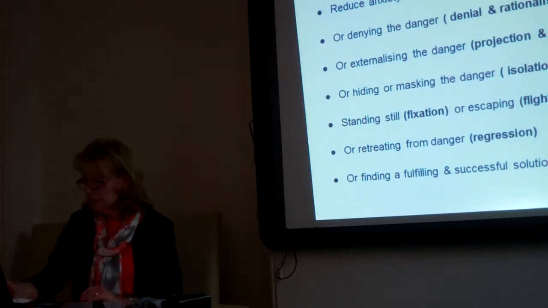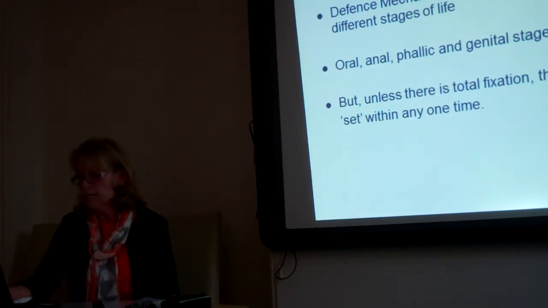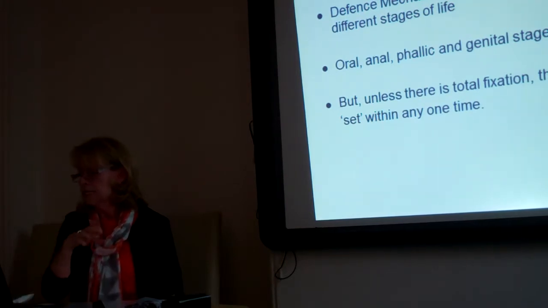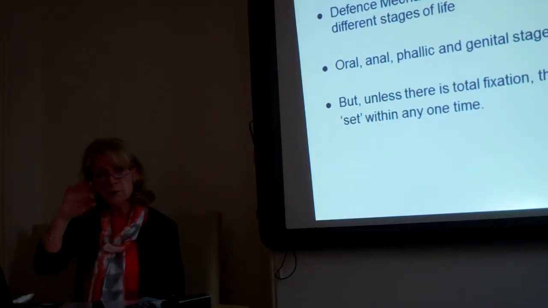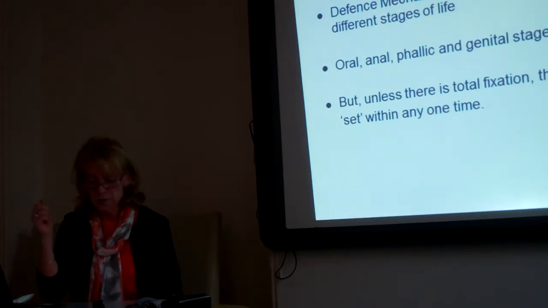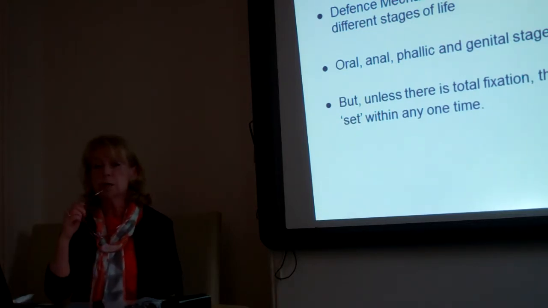So we know that the defence mechanisms develop in accordance with different stages of life. You know this: oral, anal, phallic, genital stage. But it would be wrong to think that they get fixed at one time. We move between them, unless, of course, there is some total fixation. So they are there and we move between and betwixt them. Regression can occur at any time in life, and it can be very, very helpful. We all regress sometimes if we're very tired or very stressed.